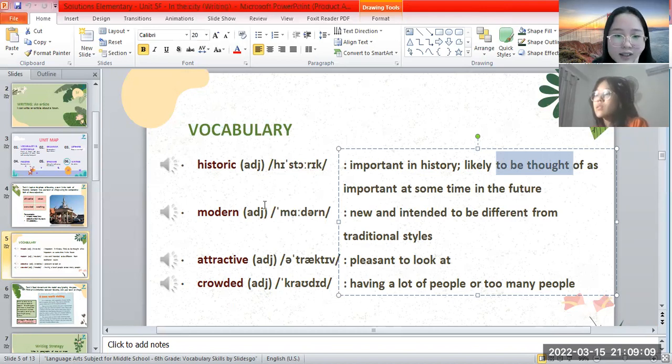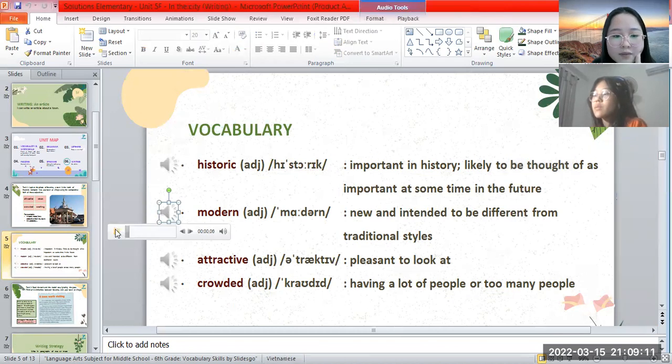Okay. So the next word we have is modern. Modern is very new and intended to be different from the traditional style. So we have 2 words that have opposite meanings, which is modern and traditional. Modern means new and traditional means old. Modern means very new, like the iPhone 13, which is very modern.